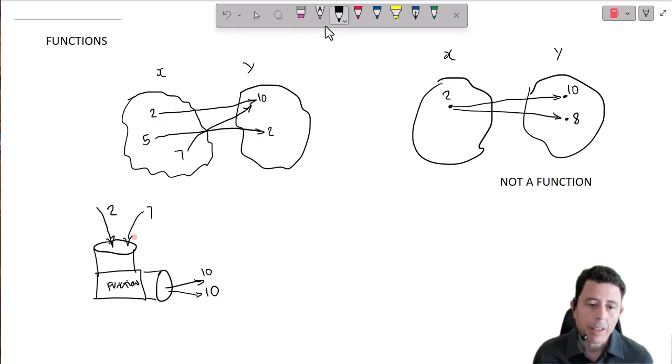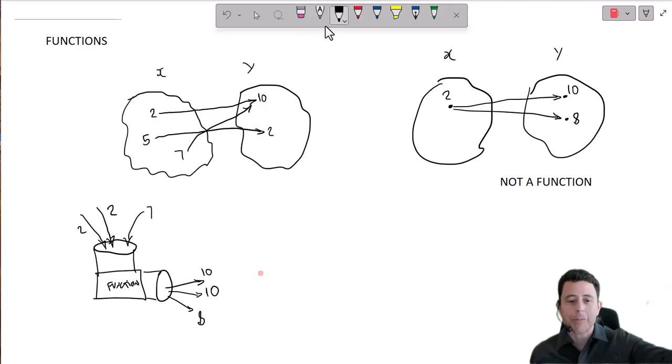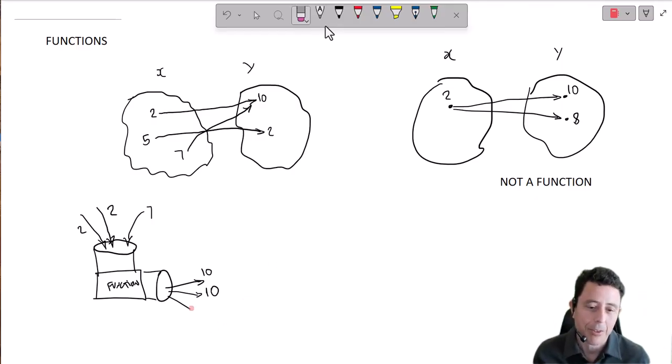But what cannot happen is that when you throw the number 2 again, then you have a different value. If that happens, if for the number 2 you give 2 different values, that cannot happen. So this situation here would not happen.